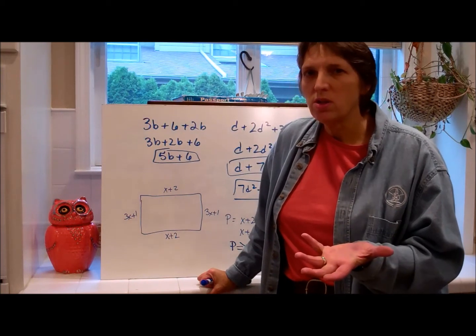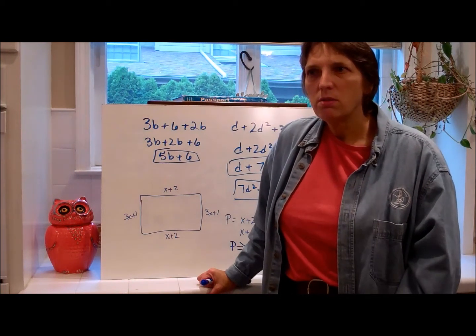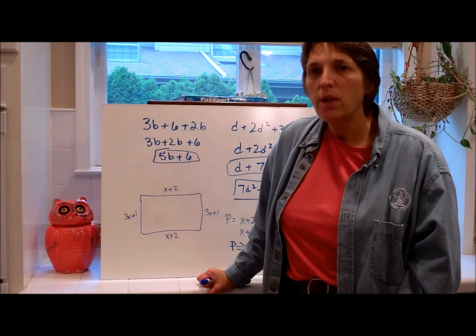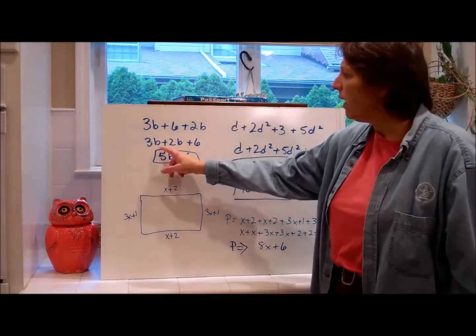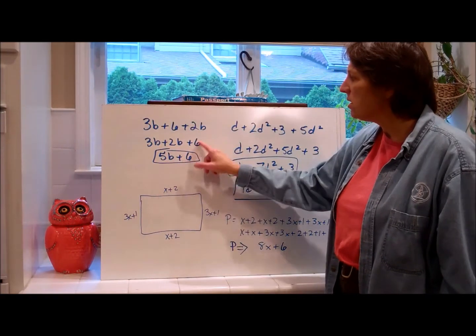That's a good test question. How do you add like terms? Well, you have to use the commutative property and the distributive property, and then you'd have to show me that. So we grouped them and we got 3b plus 2b, we get 5b plus 6.